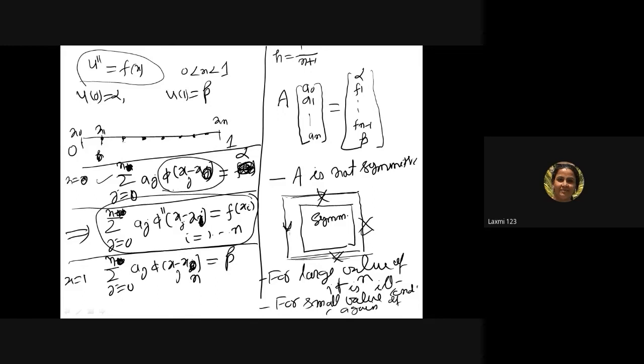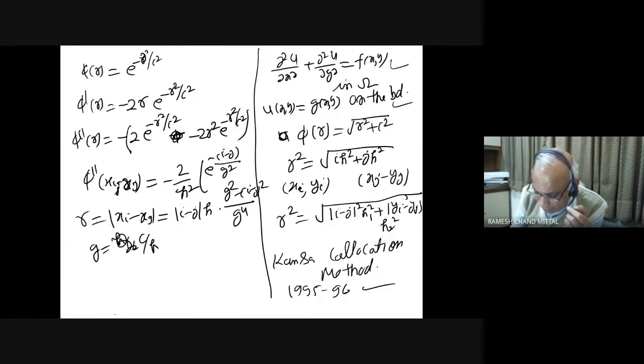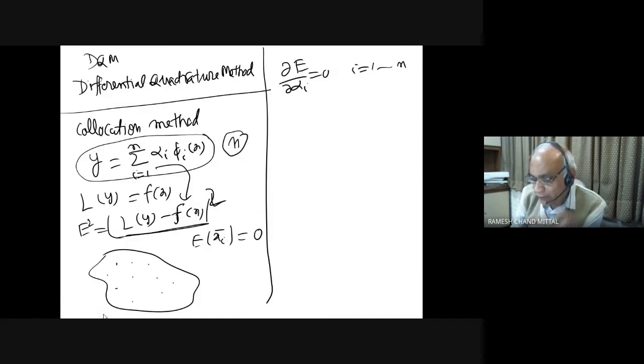Right, sir. So collocation means you are selecting a point and putting the error 0 there. And least square and the Galerkin are a little different. If you want, I can talk about that also. But if I go further, let me come to our contribution.